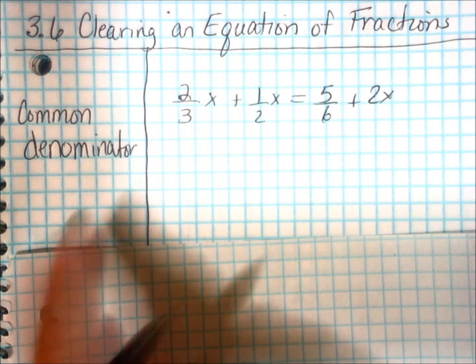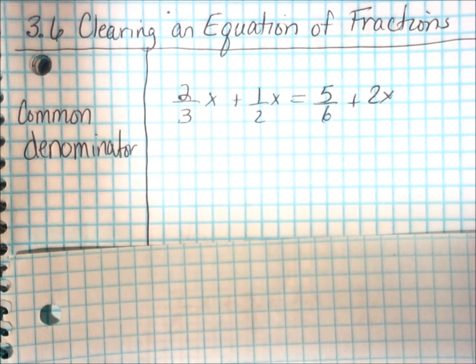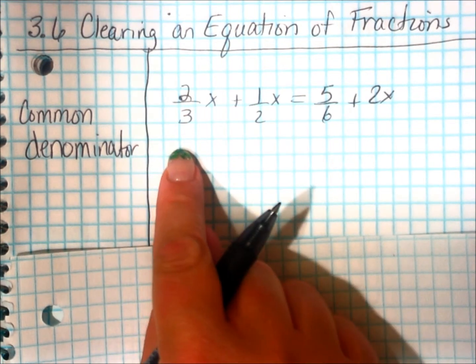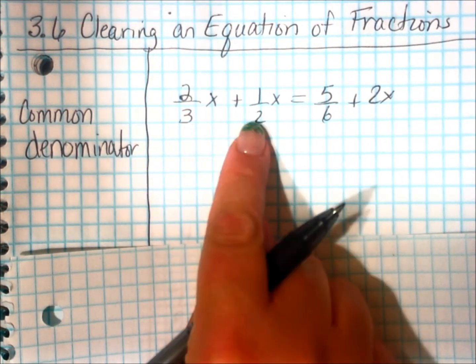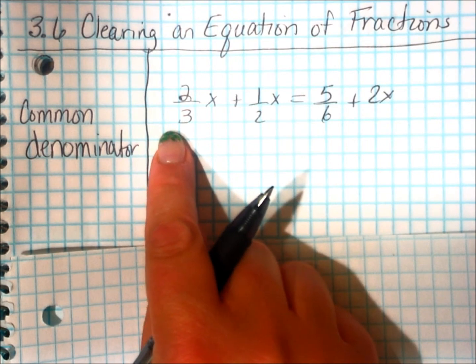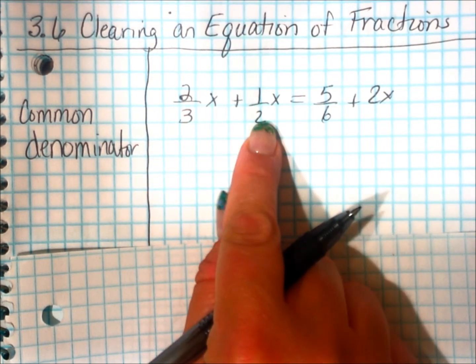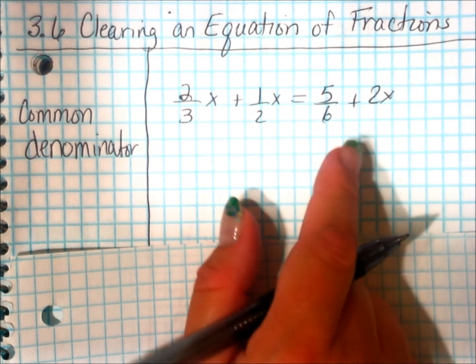So the first thing that you learned when you're adding and subtracting fractions is you were supposed to find the common denominator. Well, in the way I'm going to show you right now, you do the same thing. And the way you find your common denominator is you want a number that when you multiply 3 times something, 2 times something, 6 times something, you get the same answer.